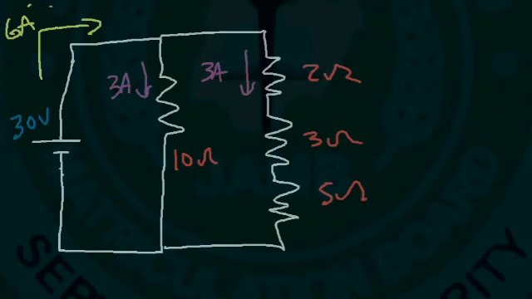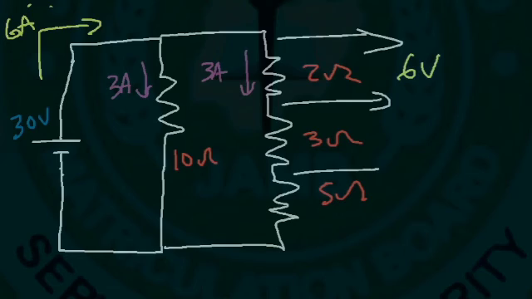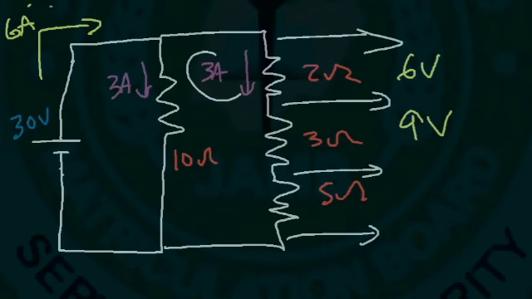And you can also see that the voltage across the 2 ohm resistor is 2 times 3, which is 6 volts. Across the 3 ohm resistor, it's 3 times 3, which is 9 volts. And across the 5 ohm resistor, it's 3 times 5, which is 15 volts. 6 plus 9 plus 15 adds up to 30. So everything is balanced in the circuit. Now let's try another example.